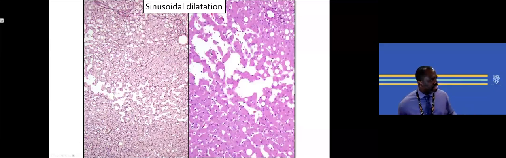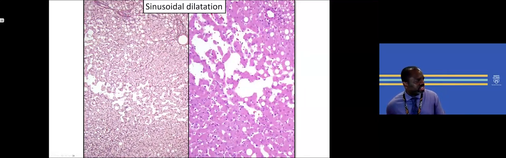You can see here each hepatocyte touching reticulin fibers. That's a good appearing reticulin. And you can see these areas here where you have this dilatation, this marked sinusoidal dilatation, both on the reticulin and on the H&E stain section, which is characteristic for this lesion.